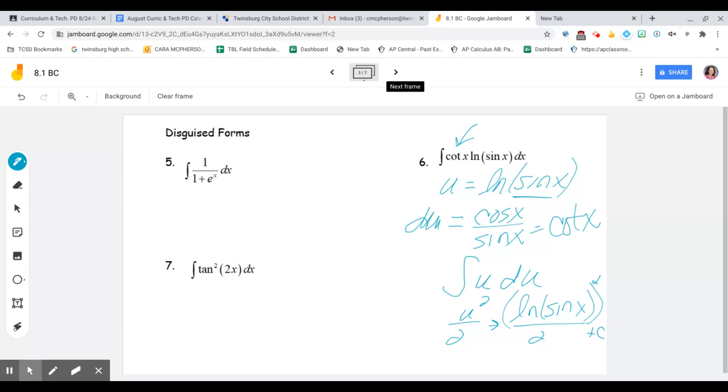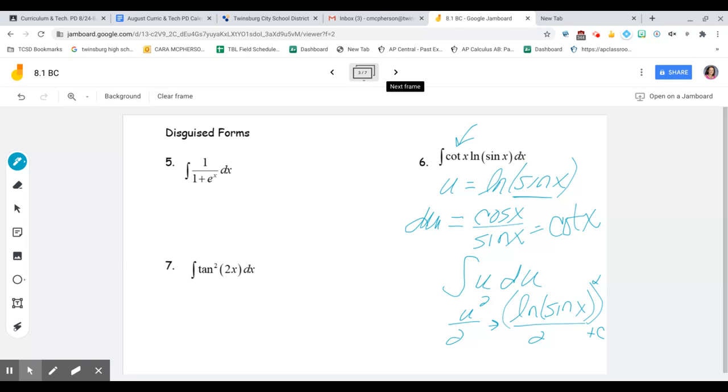Something that you have to do often with trig, if you can't do a nice u sub, like for this one, I'd really want u to be just like 2x, but the problem is I don't know the integral of tangent squared. It's not one of my known integrals. You should know how to integrate sine. You should know how to integrate cosine. You should know how to integrate secant squared or secant tangent. This is not one of them.